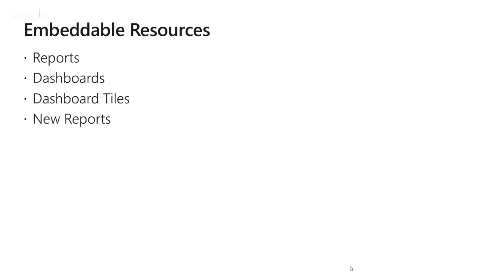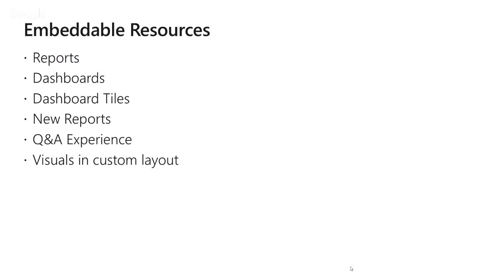Now, what are the different types of embeddable resources? We're going to see these in just a second. There are reports. You can embed a dashboard. You can embed just a tile from a dashboard, or you could go through a whole dashboard, take the tiles and embed them individually. You can also embed new reports. And then as of just the last couple of months, we can now embed the Q&A experience.